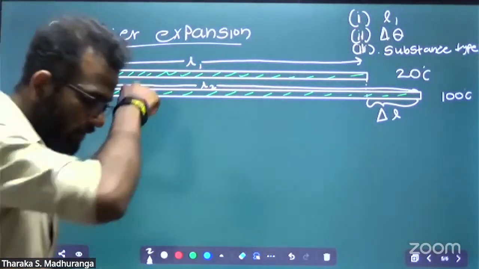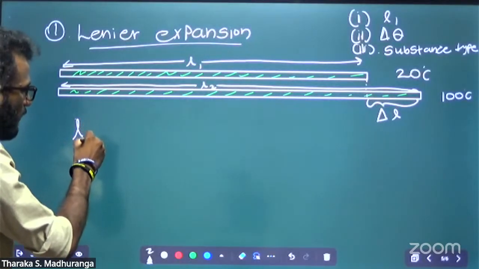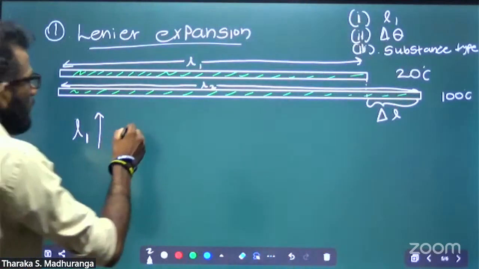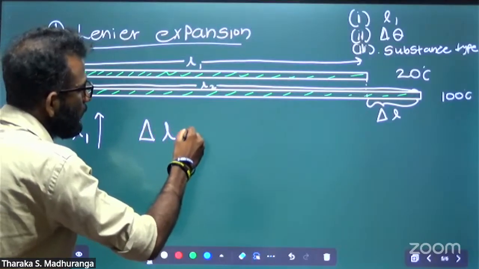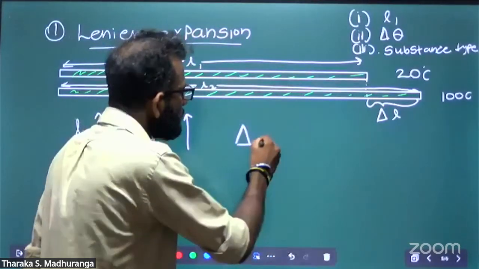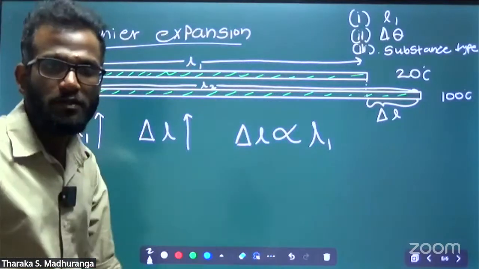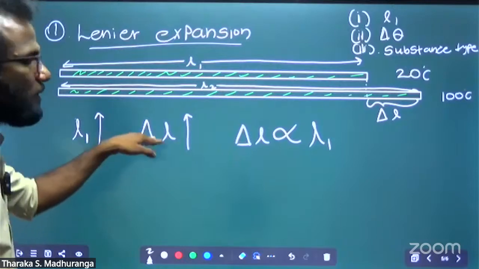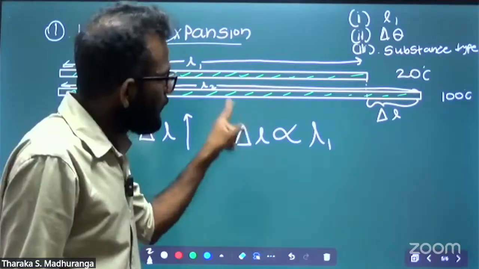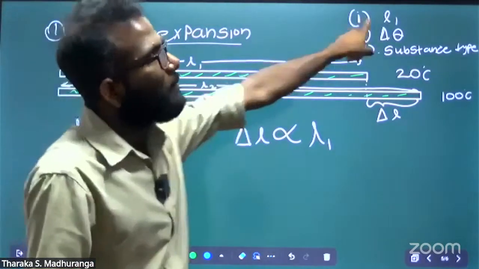Now tell me, when the initial length L1 increases, very important, understand these symbols: L1 means initial length. When L1 increases, delta L is also increasing. Therefore, we can explain that delta L and L1 are directly proportional. Can you remember in previous lessons, mechanical properties, we discussed this type of question? L1 increasing, delta L increasing, then we can say delta L and L1 are directly proportional. When one increases, the other also increases. Therefore, we can say both are directly proportional.